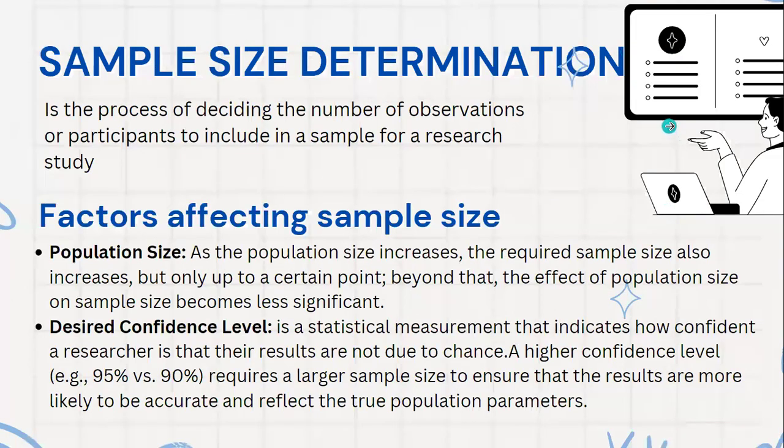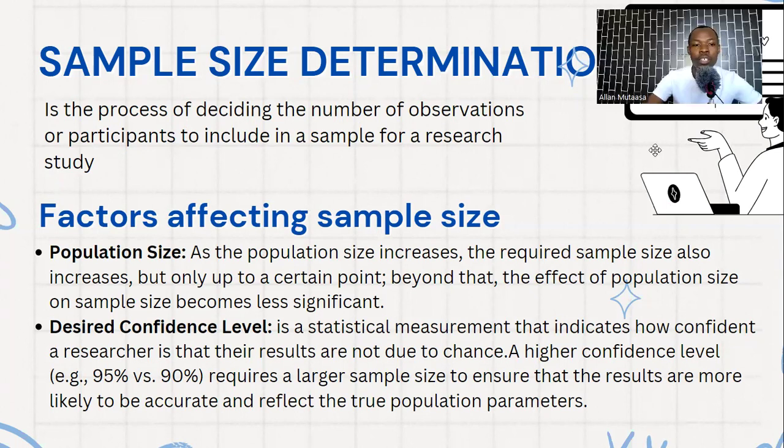Okay, so now we want to talk about sample size determination. And this is what is going to differentiate you from a quack researcher. If you understand this part, there is no defense panel that you're not going to pass. Sample size determination is the process of deciding the number of observations or participants to include in a sample for your study. In other words, this is the formula that we are going to use to get the sample size. Now, there are things that affect your sample size that I want us to look at.